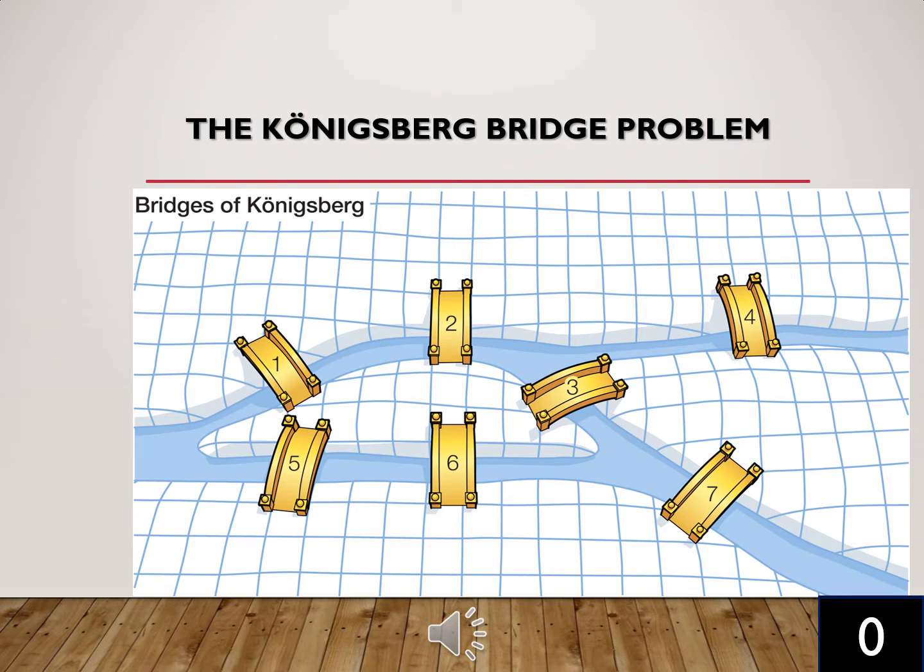Are you having trouble? Let's try and use graph theory to figure out if there is a possible solution. In the context of graph theory, we can model this scenario as a graph where the landmasses can be represented as 4 vertices, denoted by A, B, C, and D. And the bridges can be represented as individual edges.